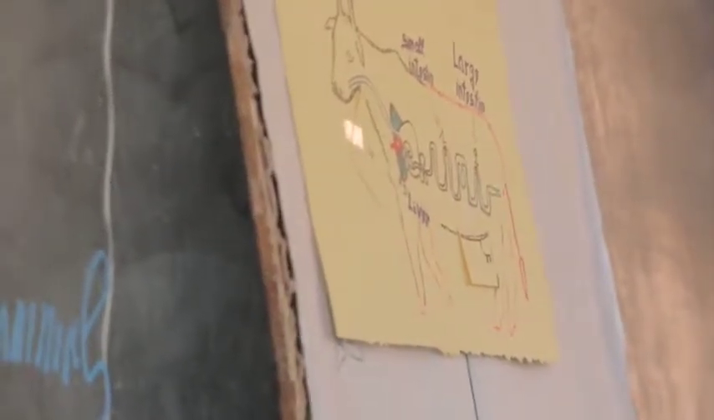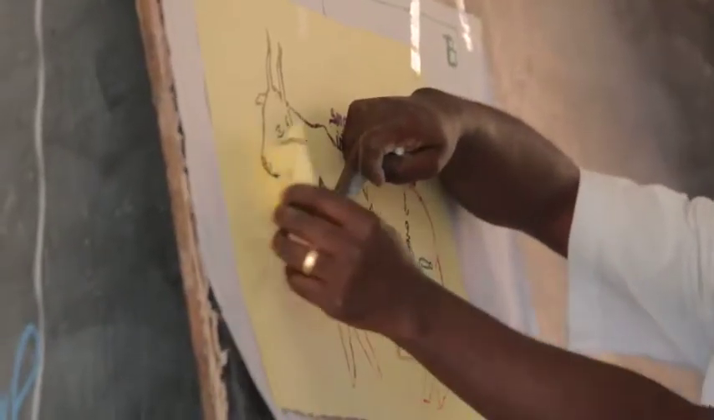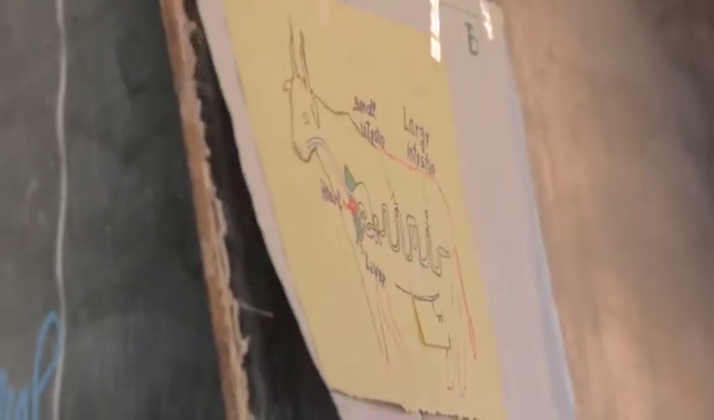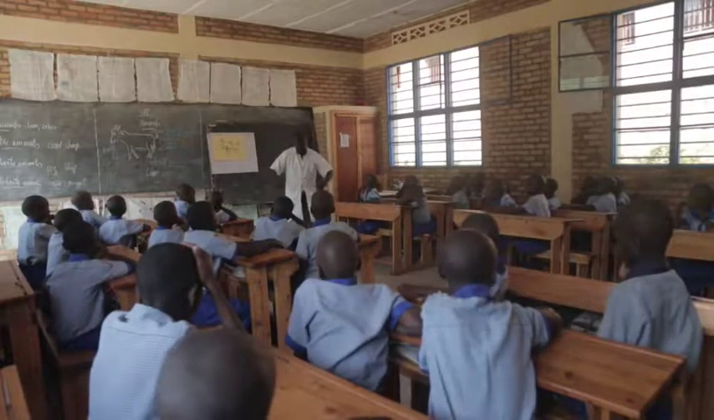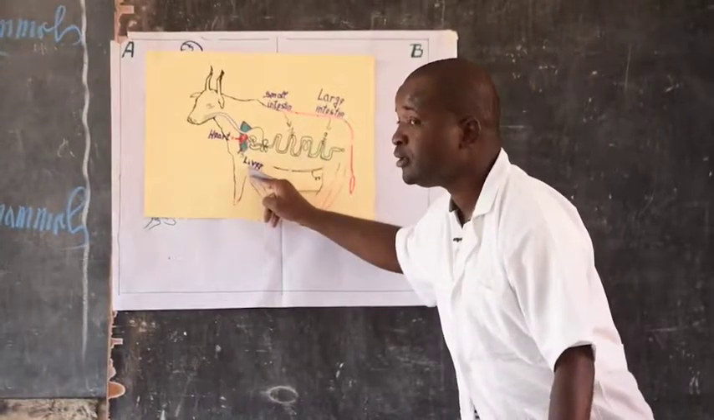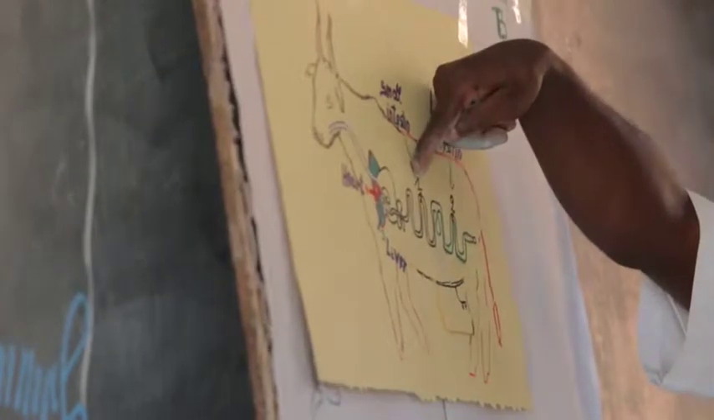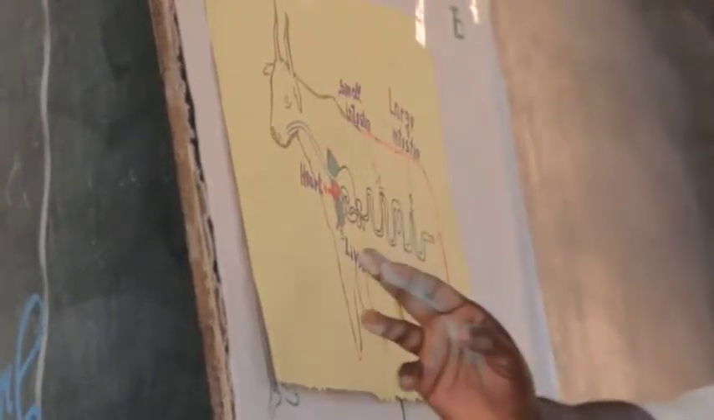Okay, the next, please. Let me tell you. This one that is near the liver is called the heart. Repeat. Heart. That means among the different internal parts of mammals, we have seen what we call liver. What we call liver. Small intestine. Yes. Okay.